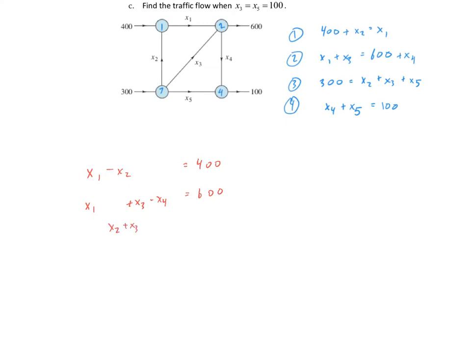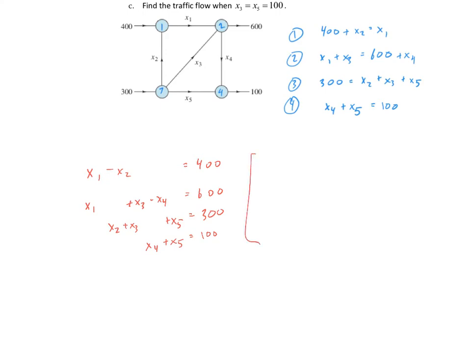And then the third equation, I'm just going to flip over the equal sign. x2 plus x3 plus x5 equals 300. Bottom equation can stay the same. x4 plus x5 equals 100. Okay, and that's just going to help me to write my augmented matrix a little bit more easily.